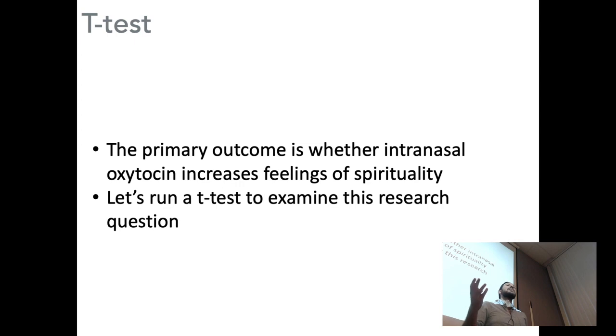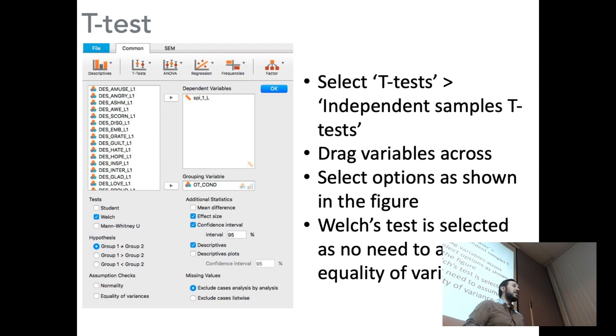So the primary outcome is whether intranasal oxytocin affects your self-reported spirituality. So we're going to look at that. We're just going to run a very conventional independent samples t-test. You drag your variables across. Your grouping variable is OT condition, oxytocin condition, and then your dependent is your measure of spirituality. Drag it across. Always go for Welch's test. Always do it because you don't have to assume equal variances, and it basically gives you an equivalent result to Student's anyway. So always go with Welch's regardless is my recommendation.